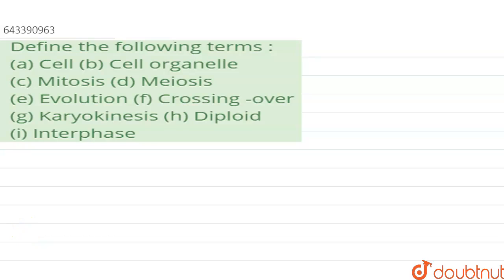Here is the question. Define the following terms: A. cell, B. cell organelle, C. mitosis, D. meiosis, E. evolution, F. crossing over, G. karyokinesis, H. diploid, I. interphase. So we will define these terms. First one is cell. What is a cell?